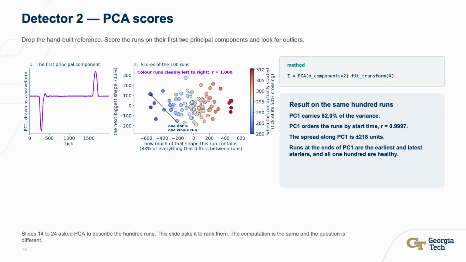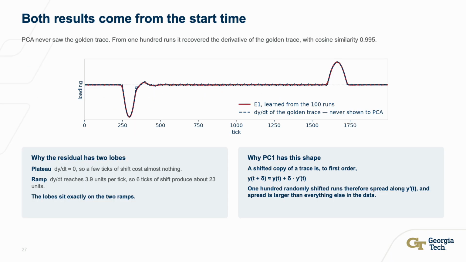Notice what changed between here and the interlude. Earlier we asked PCA to describe the 100 runs and it did that well. Here we are asking it to rank them, which is a different question with the same arithmetic. Both detectors are behaving badly and they have the same cause.